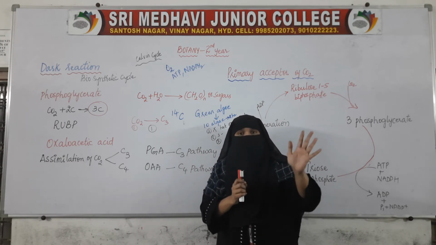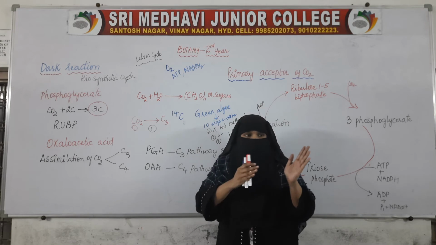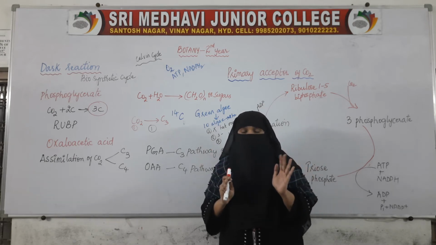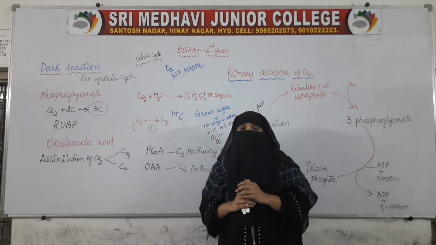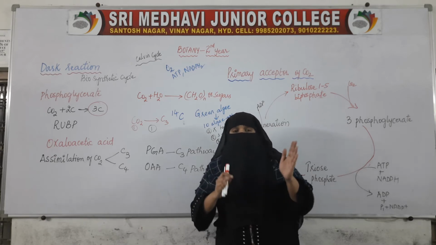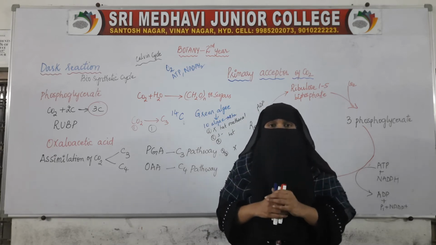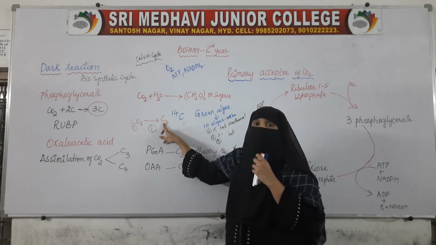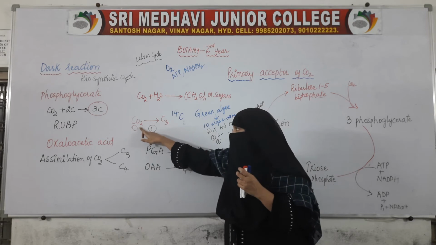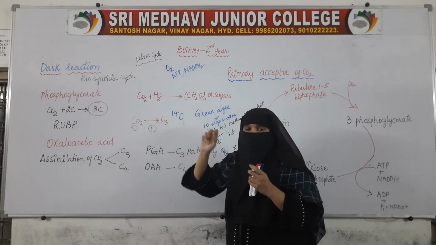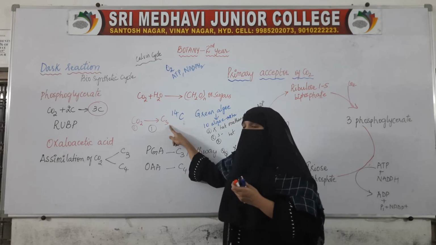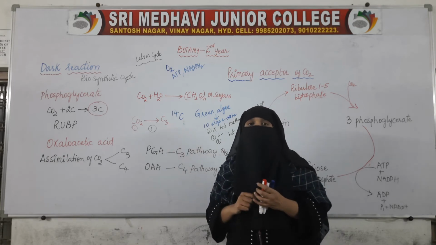Now many scientists did this experiment on many plants, and they checked whether all plants form a 3-carbon compound as the first product or not. That is, whether carbon dioxide, which is a 1-carbon compound, is changing into a 3-carbon compound or not.